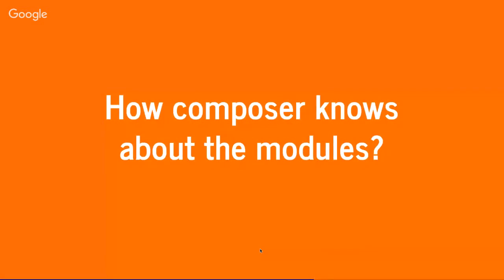But let's see how this is happening. How does Composer know about the module? How does Composer know where those modules are? And what's the difference between the first approach, where Composer has no idea where Drupal modules are, versus the second approach using Drupal project?